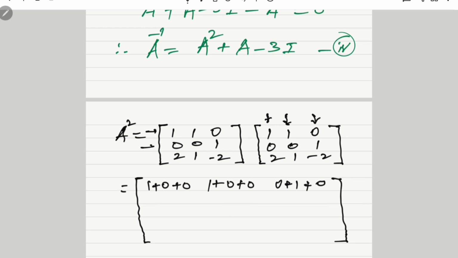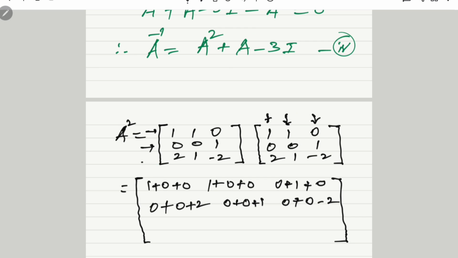Next, by second row to that column, 0 into 1, 0. Again 0. And then 2. Next, by second row to second column, we get 0. Next 0. And next 1. Next, by second row to third column, we get 0, 0, and minus 2.